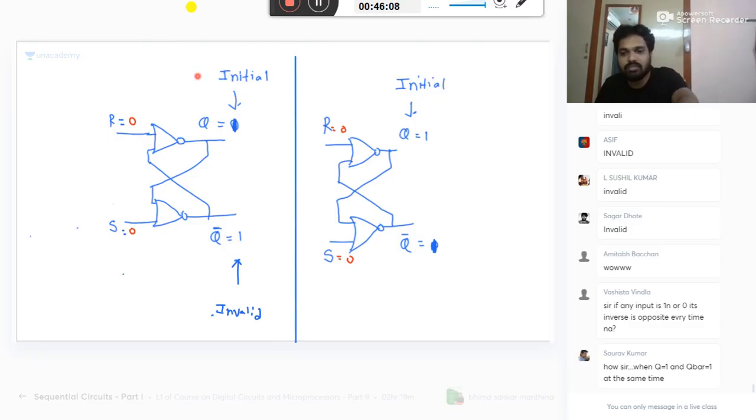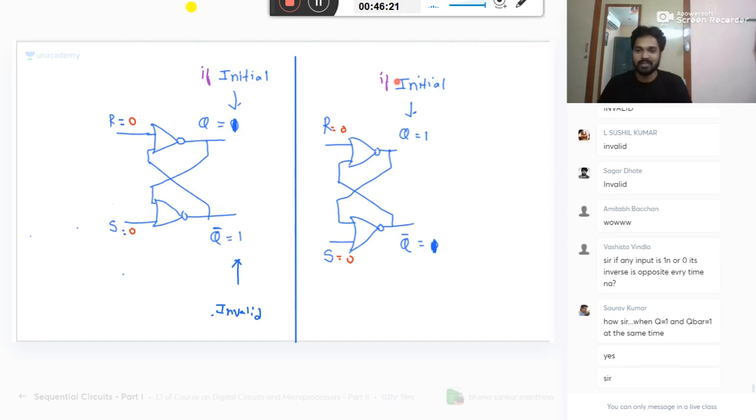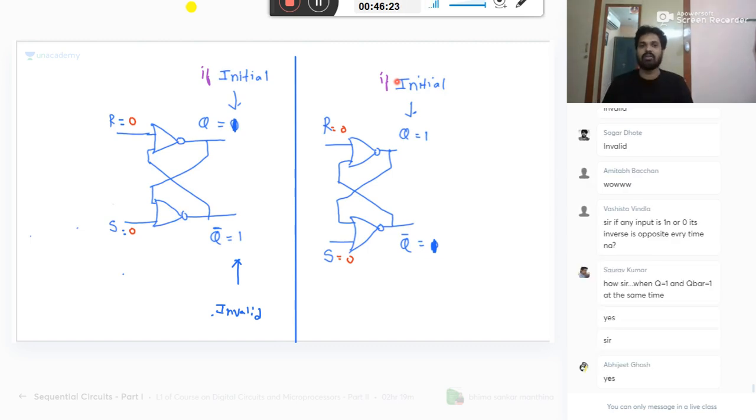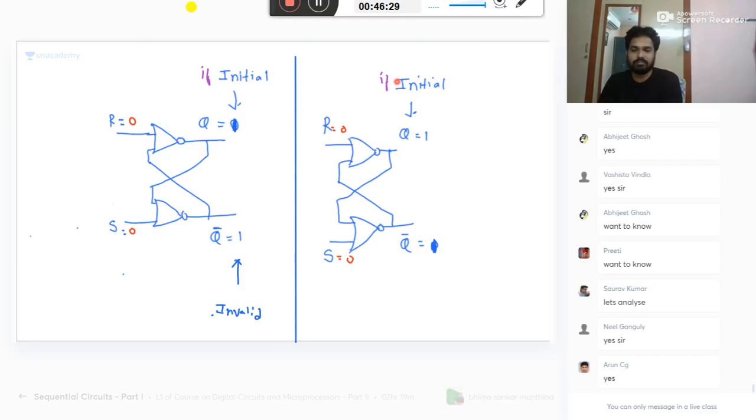How your system works, we should know this or not. You want to know it or you don't want? It will not happen, sir. I don't want to know, then I can leave. We need to know it or not. Yes. So let's do the analysis.